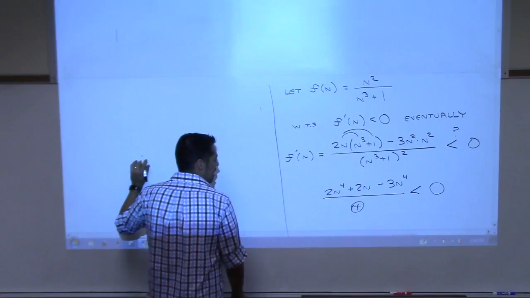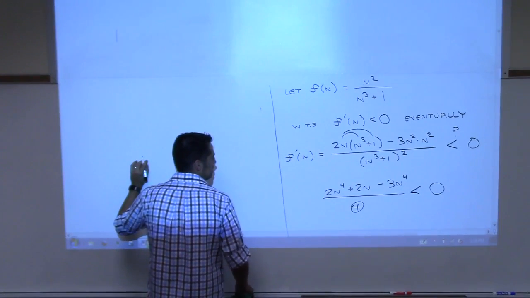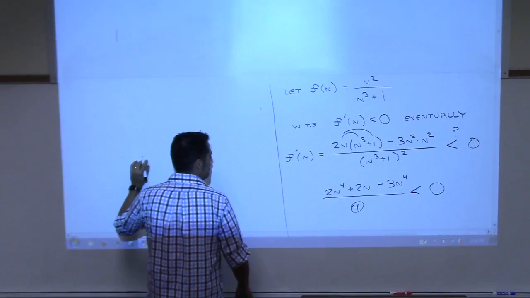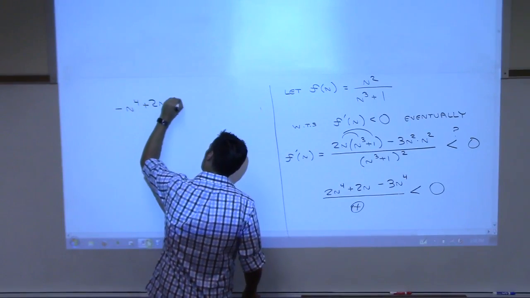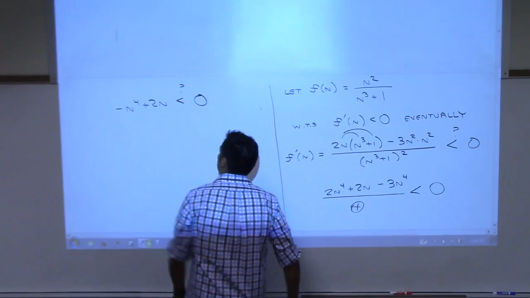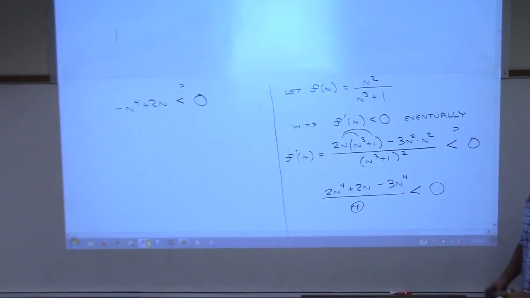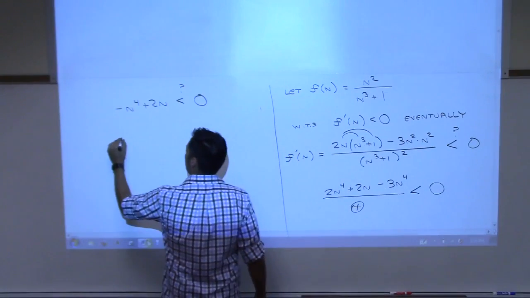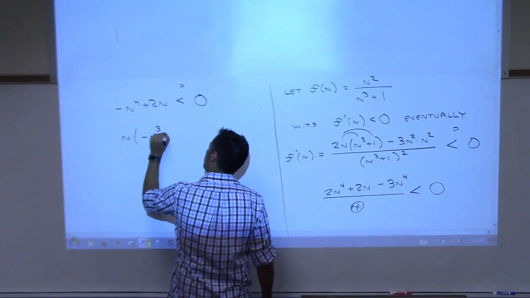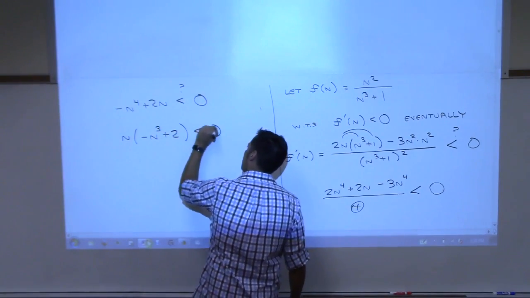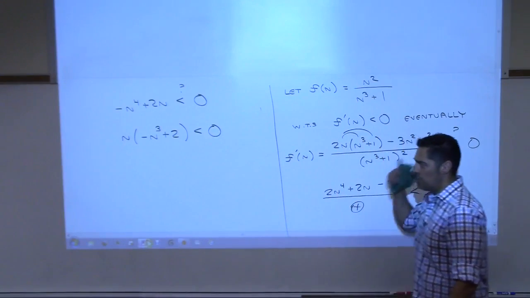On the top, what does the top turn into? Negative n to the fourth plus 2n. Is that less than 0? Question. I still don't know. Can you tell that the negative n to the fourth is going to start dominating at some point? But let's still try and do a little bit of algebra here. How about I factor out an n, and I'll be left with negative n cubed plus 2 is less than 0, right? Question, is that true?